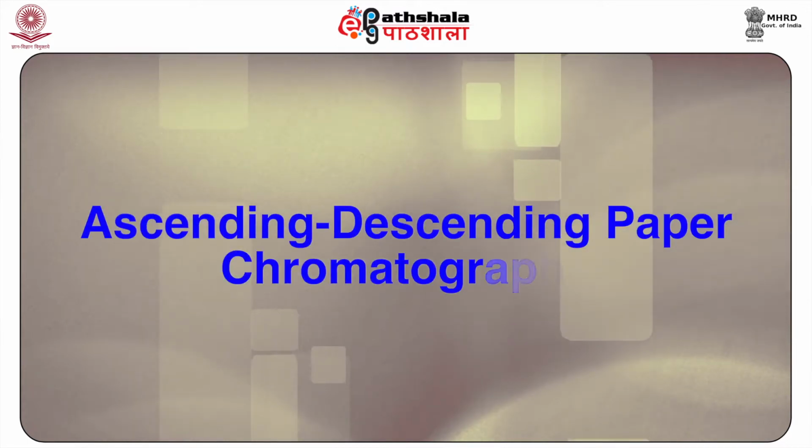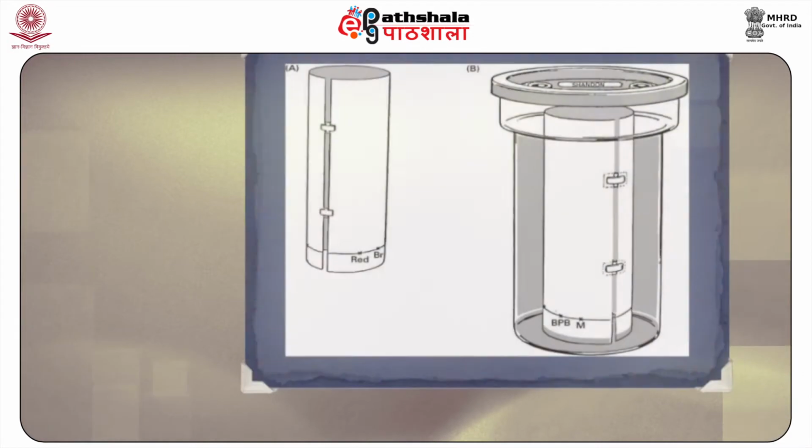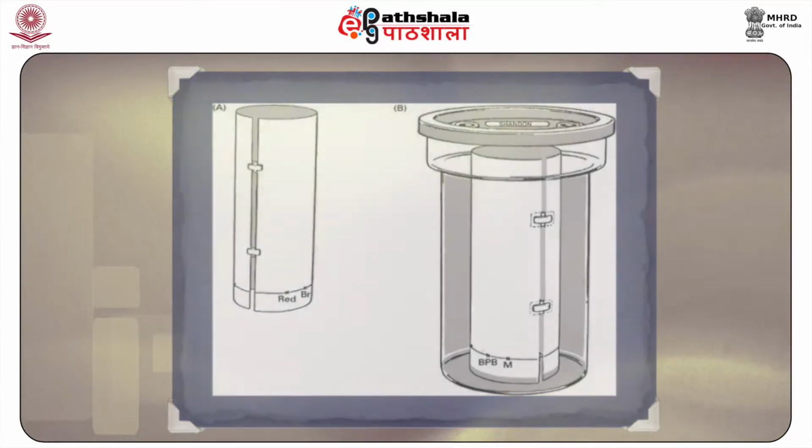Next is ascending descending paper chromatography. It involves the characteristics of both the above mentioned techniques. The upper part of the paper, which carries ascending chromatography, is turned over a rod so as to allow the paper to perform descending chromatography after that.